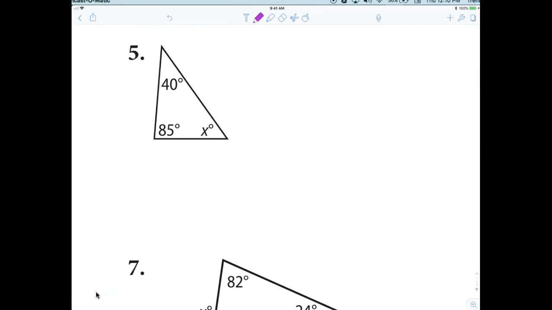All right, Ellis, do me a favor. Tell me what X is for number 5. Is X 55? We all agree? X is 55. All right, so again, if we classify by angles, it would be considered what? Do you know? Good. And if we classify by its sides, we would say scalene. Perfect. It would be scalene.